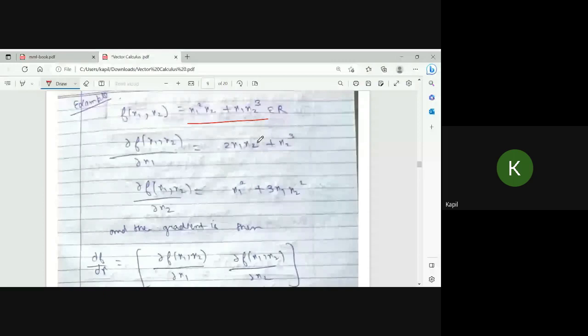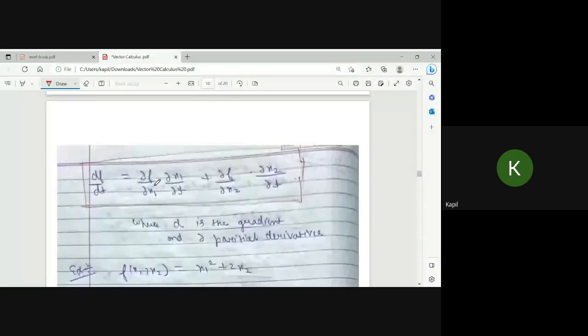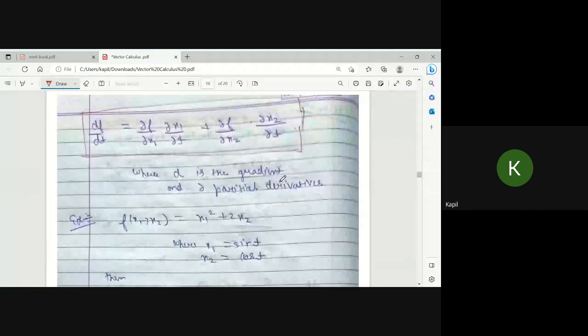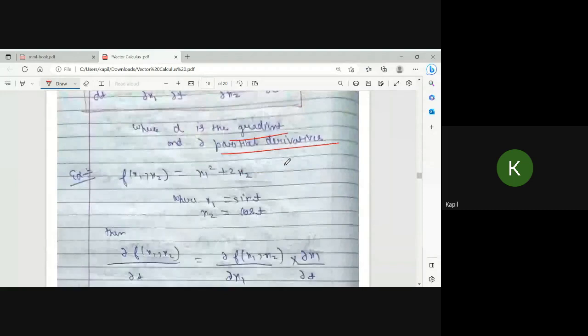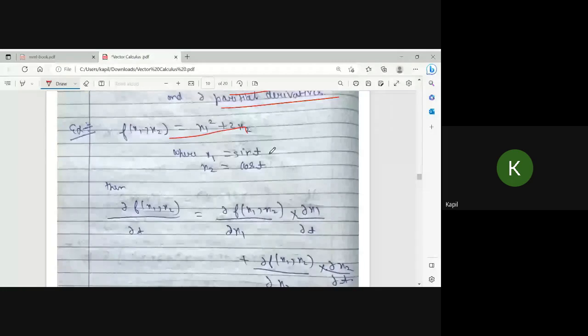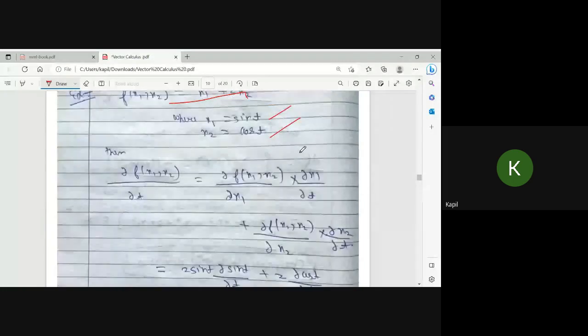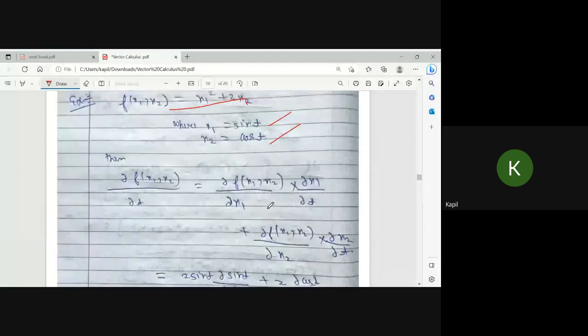On multiplying these two matrices, we get our gradient as del f upon del x1 times del x1 upon del t plus del f upon del x2 times del x2 upon del t. This is the gradient when the variables are also functions of some variable t. So this is an example with f of x1, x2 given, x1 given, x2 given. Then using the formula, we can easily calculate the gradient of this function, which comes out to be this.